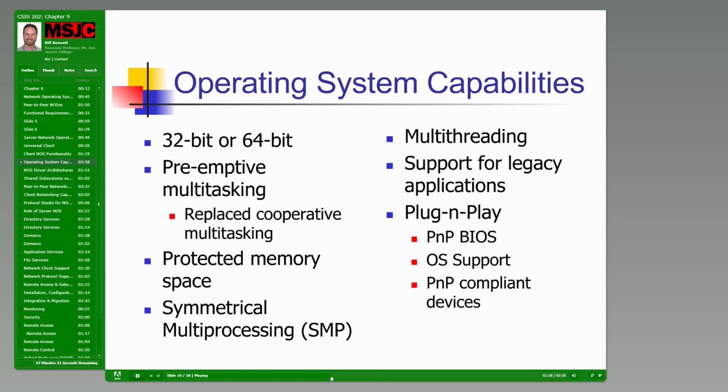And also symmetrical multiprocessing. This means the ability to run more than one CPU. And if you're going to run multiple CPUs, the operating system has to be able to support that. Again, most modern day operating systems do support that, and so you really don't have to worry about it. If you're going to buy Windows anywhere from XP up through Vista up through Windows 7, all of those versions have support for symmetrical multiprocessing. On the Mac side, OS X has support for it as well.